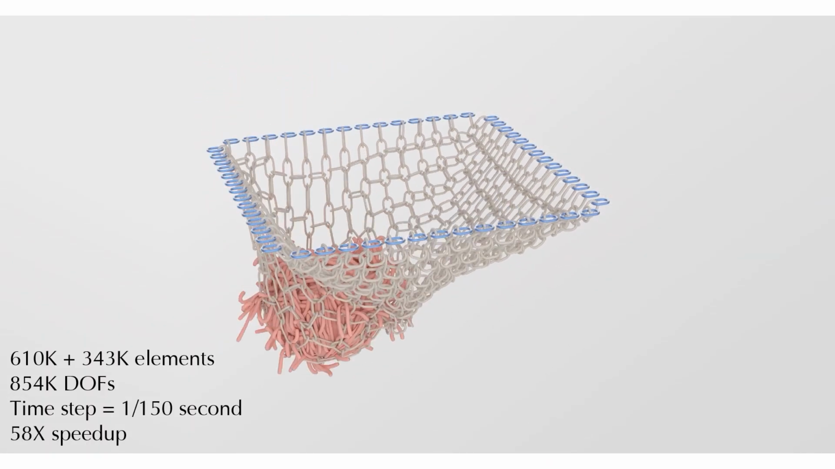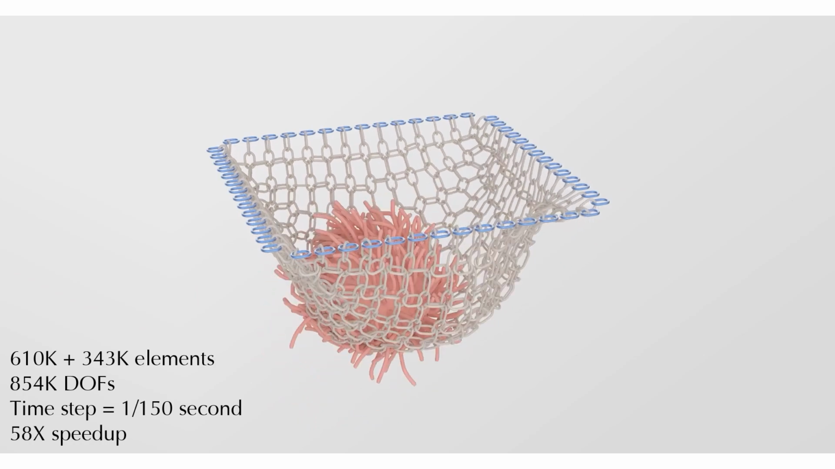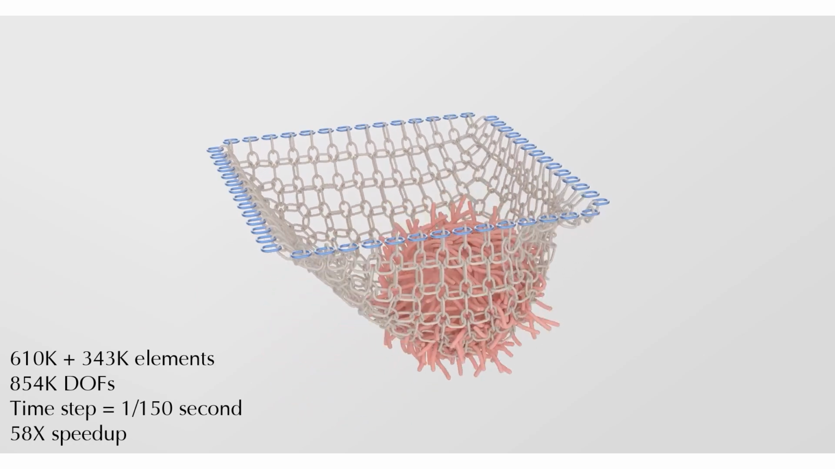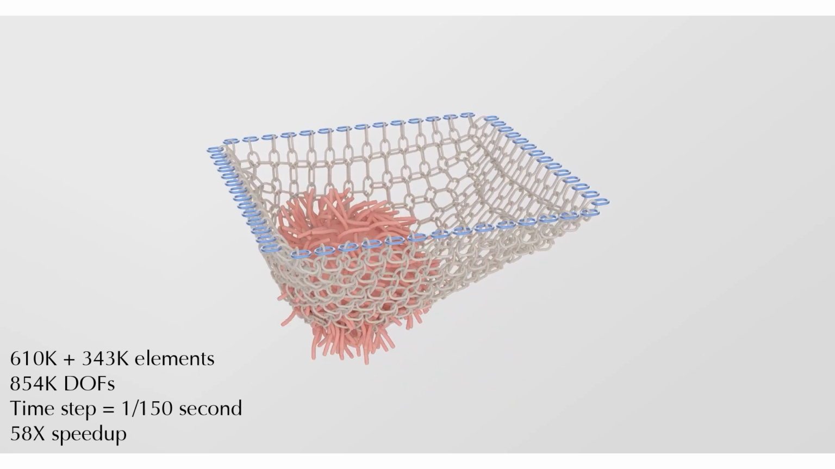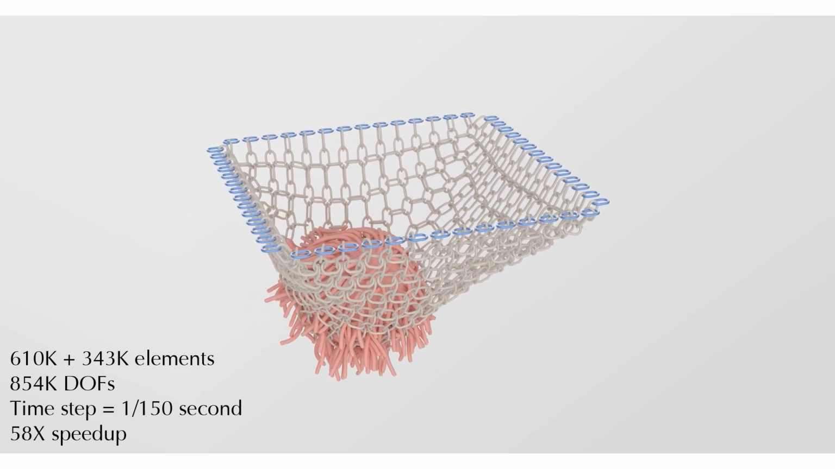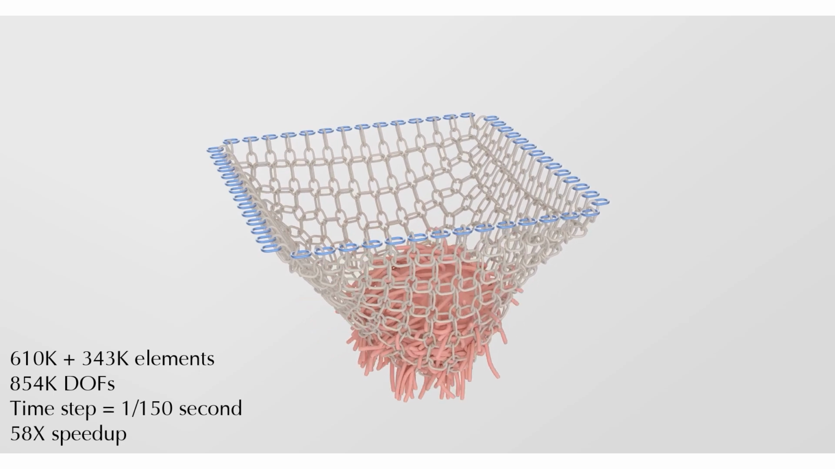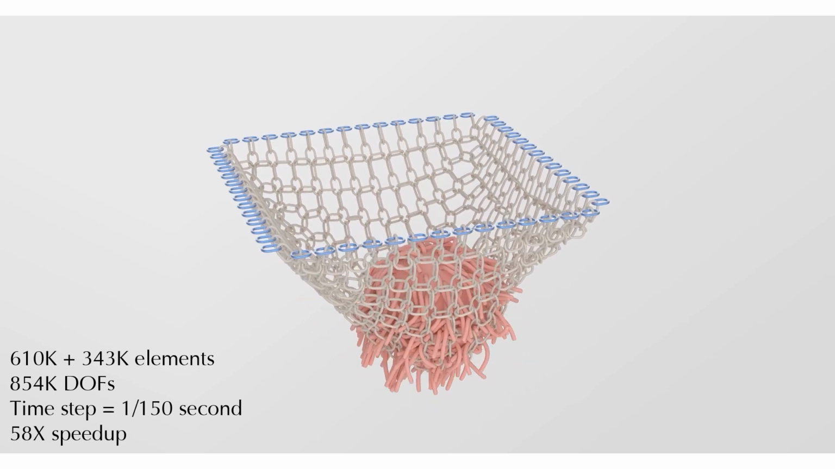Here is another challenging simulation test. The puffer ball has 610,000 elements, while the net has over 300,000 elements. The dense interactions between the strings on the ball and the net yield interesting animation.